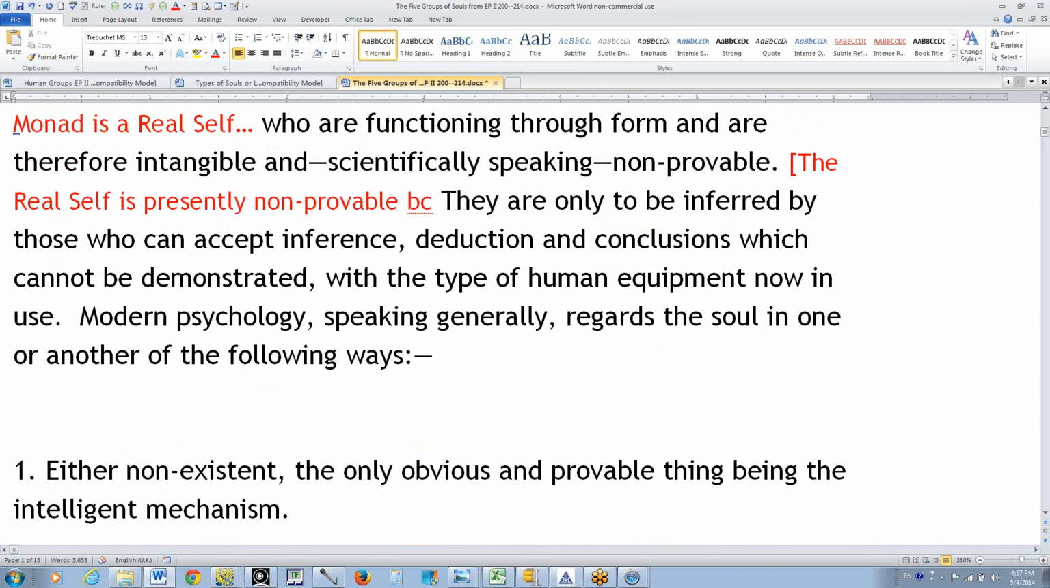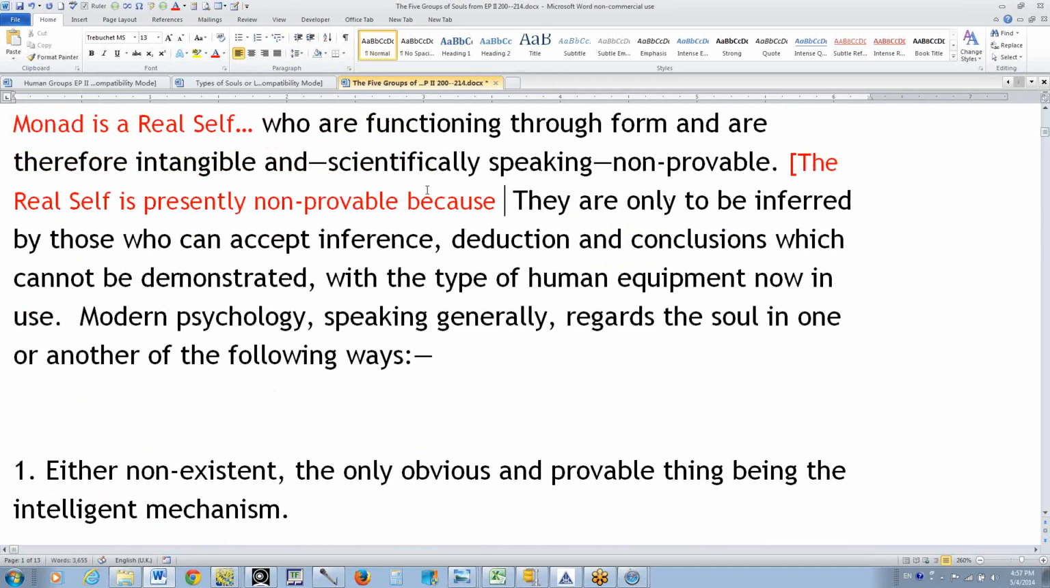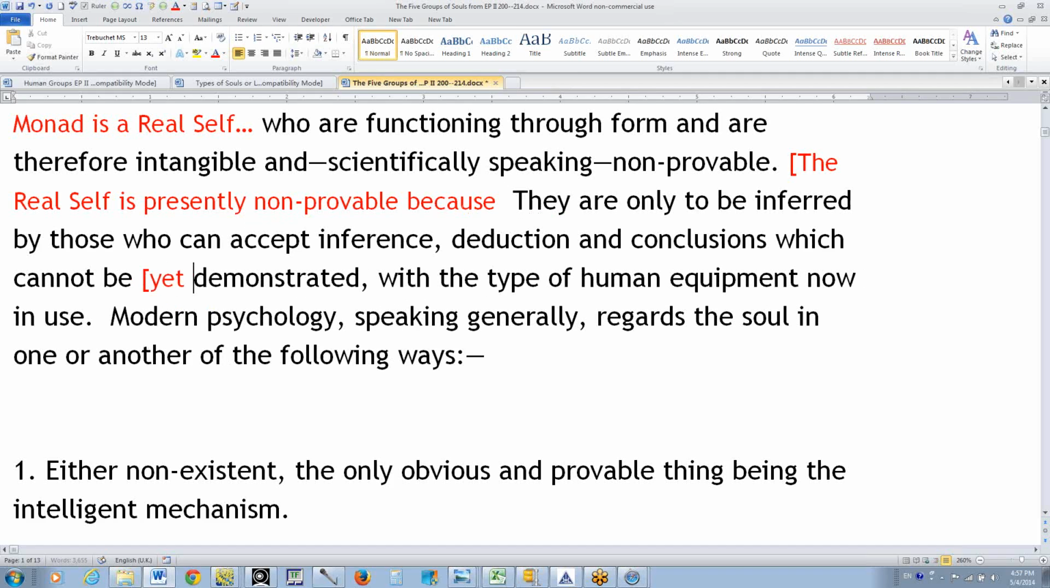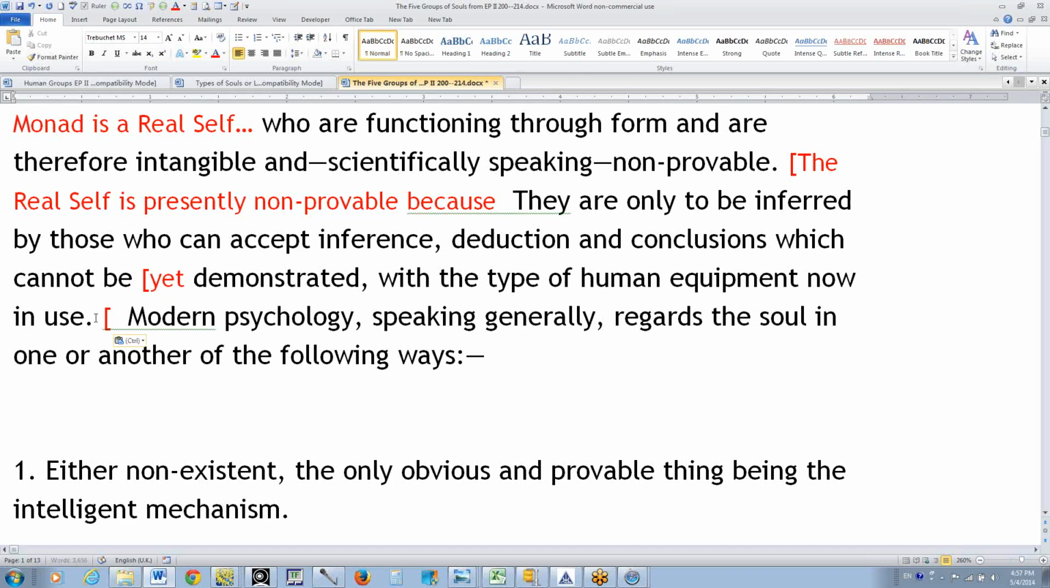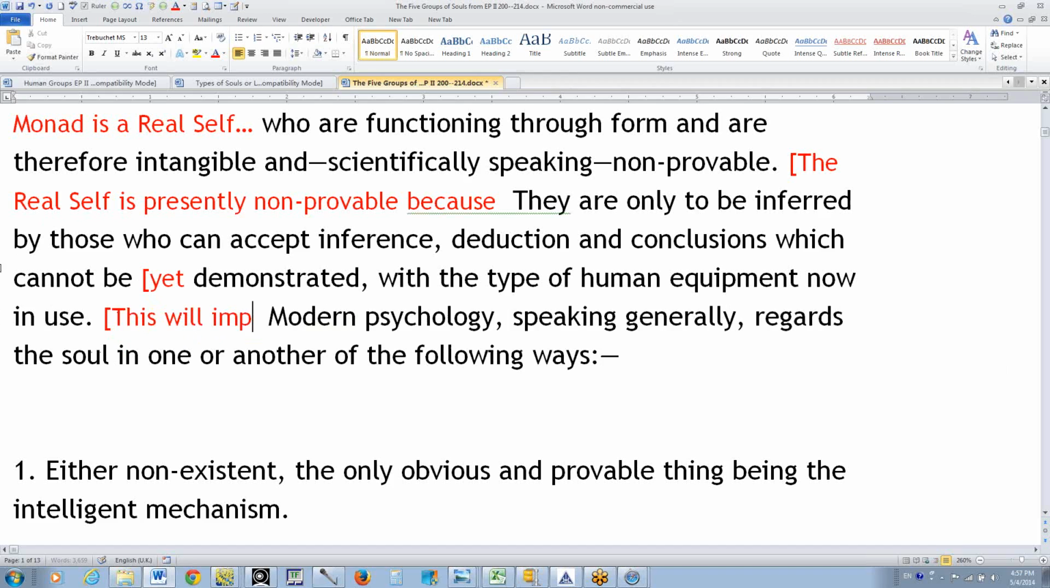Okay, so these are not provable. Real selves, real units of being consciousness are not provable. They can only be inferred by those who can accept the inference, because I suppose of their training and their thinking, who can accept inference, deduction, and conclusions, which cannot be demonstrated, and I think I would like to say yet be demonstrated, with the type of human equipment now in use, and I think we can say this will improve.